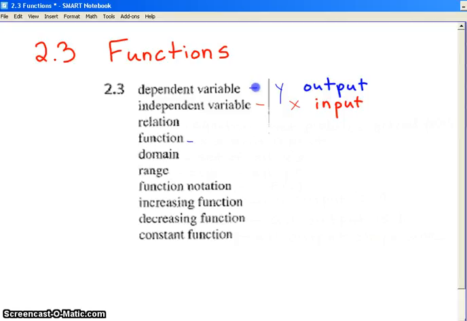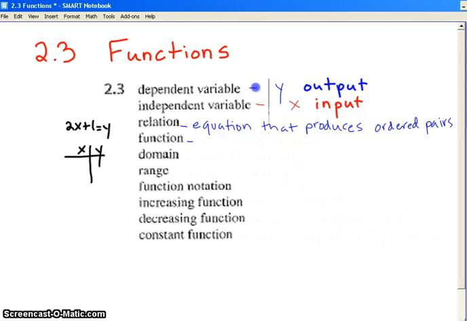A relation is an equation that produces ordered pairs. For example, if you put 2x plus 1 equals y, and you made a t-chart, if x equals 1, then 2 times 1 plus 1 equals 3. So you have an ordered pair of 1 and 3. Every time I put in an input, I get an output, which is called an ordered pair.